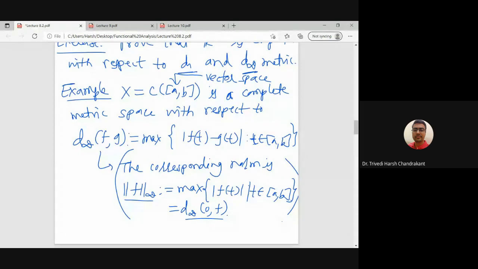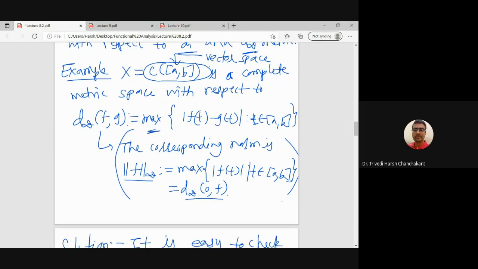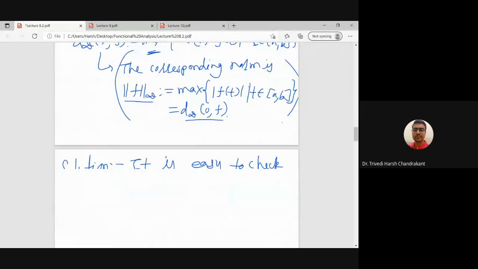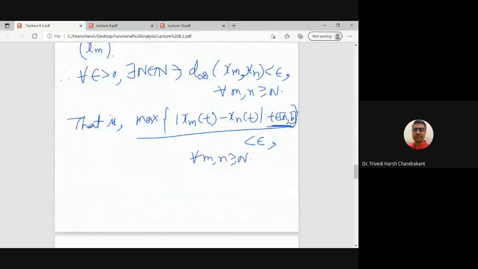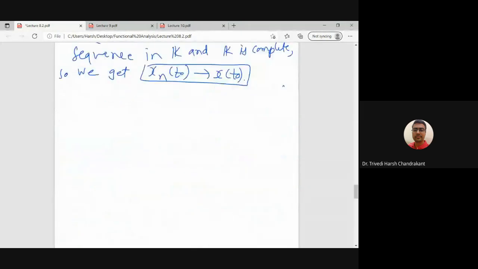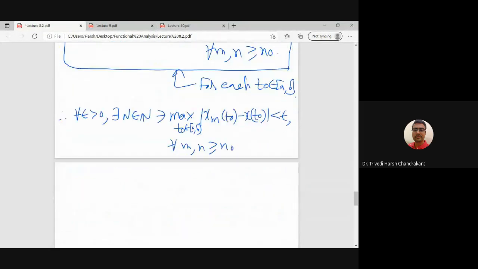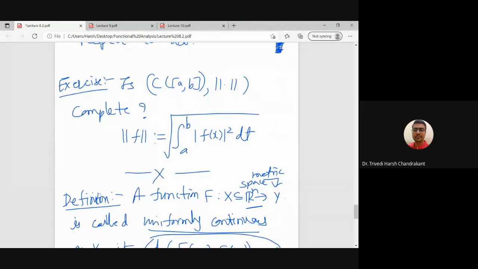So the next example is continuous functions on a compact set, particularly the closed interval [a, b], which is a compact set. So this is a vector space, and with respect to the sup norm or the max norm, because this is compact, the supremum is maximum. This is a complete metric space. So first we verified it is a norm, and that gives a metric, and then every Cauchy sequence converges.